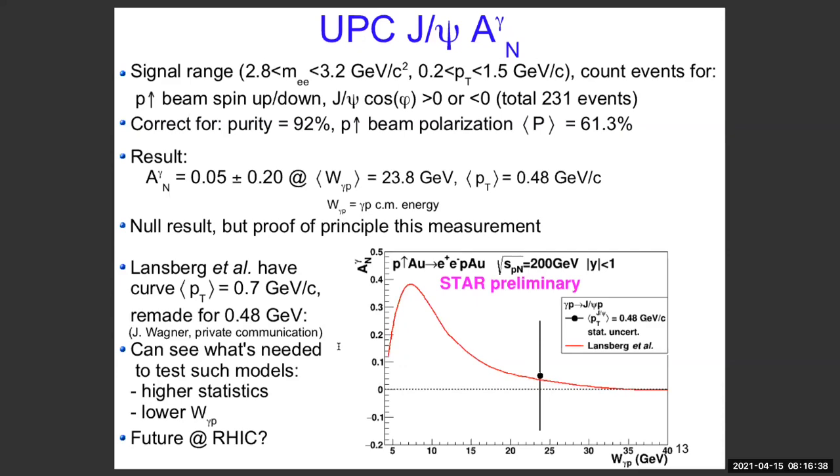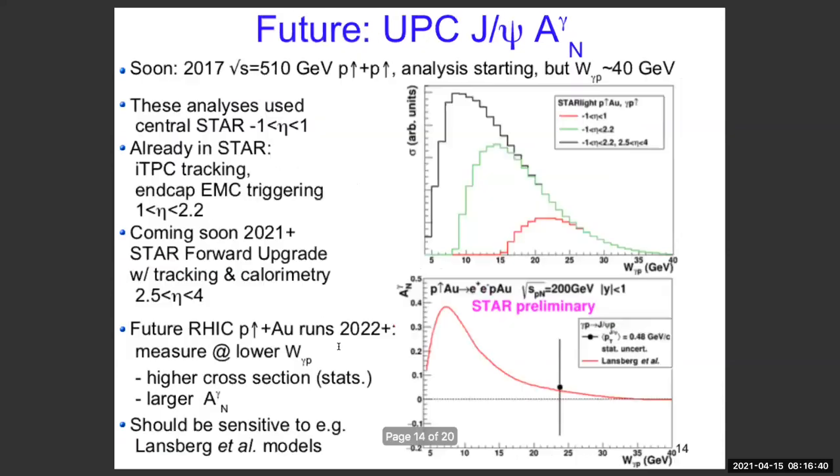So, well, what is still possible at RHIC? Well, first of all, we also have data from a few years ago with polarized protons, can do a similar analysis, but this is actually at very high W, so it won't really be sensitive to the model as shown here. But now these analyses shown so far use the central STAR detector, which covers, in W, the photon-proton energy range, given by this red curve here.